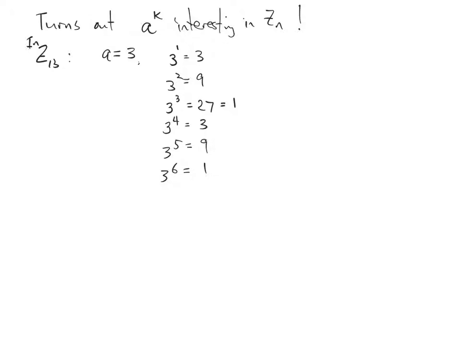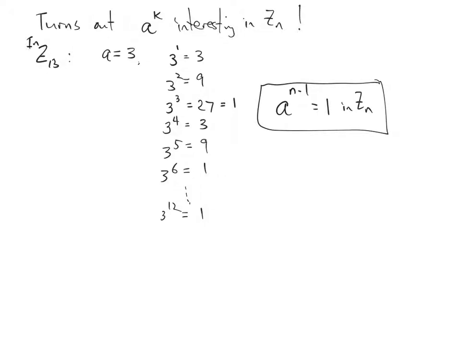Okay, so this is interesting. 3 was not that good of a number for this purpose, but it is true that if we go up to 12, obviously 3 to the 12th will equal 1. So number theorists way back discovered this amazing property that a to the n minus 1 is equal to 1 in Z sub n. So that's a fact, and we're going to prove that later. But first, we want you to explore that.